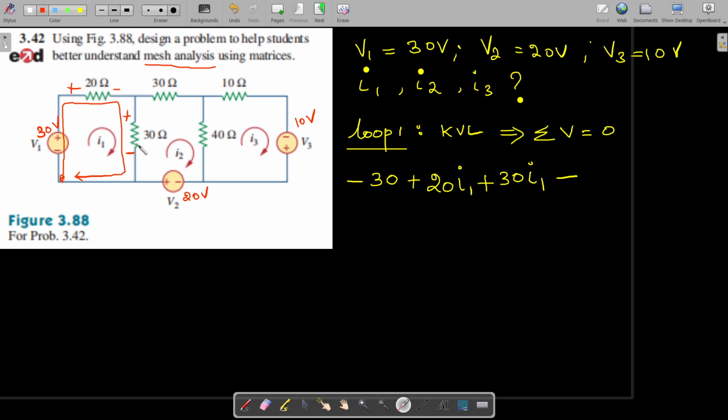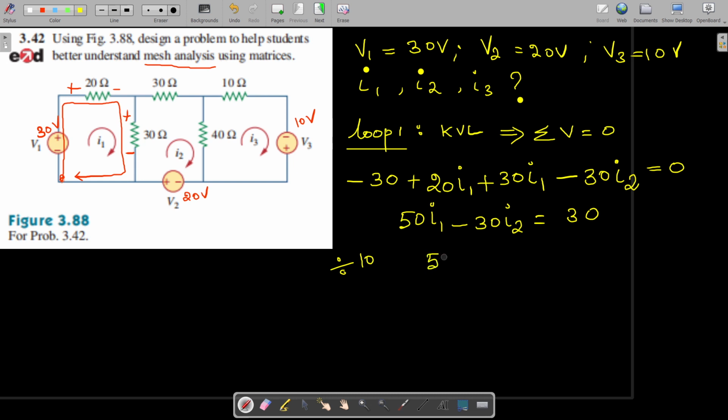minus, through this 30 ohm resistor, the I1 current as well as this I2 current are flowing in opposite directions. So we have to write the I2 current flowing through this 30 ohm resistance as a voltage drop, minus 30 I2, that is equal to 0. Here we can sum up the I1 terms as 50 I1 minus 30 I2 equal to 30. If you divide this by 10, we get 5 I1 minus 3 I2 equal to 3. This is equation number 1.